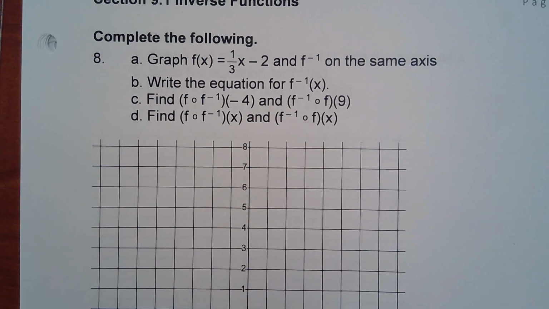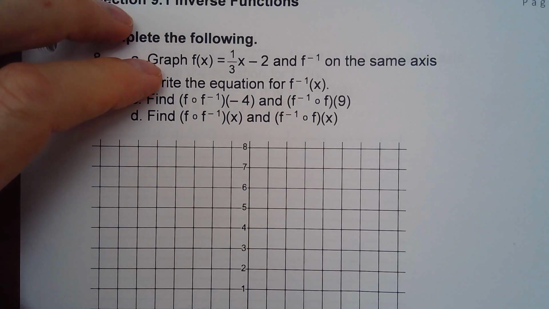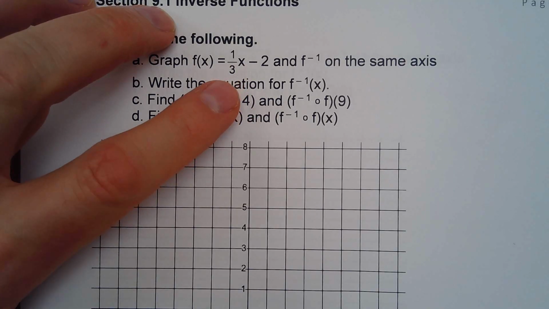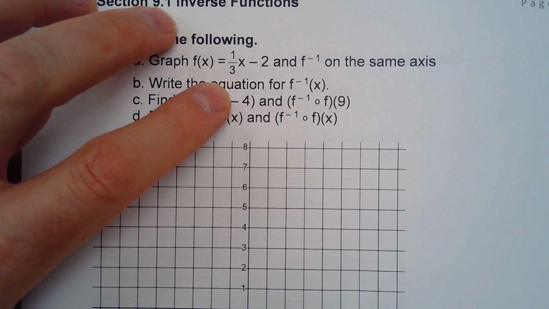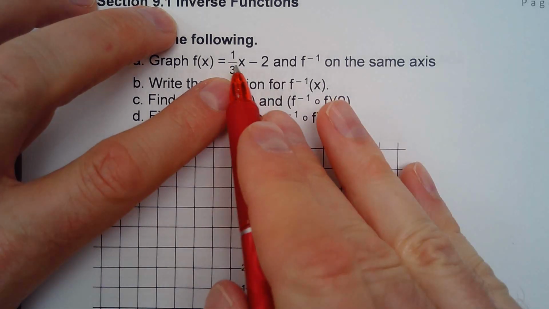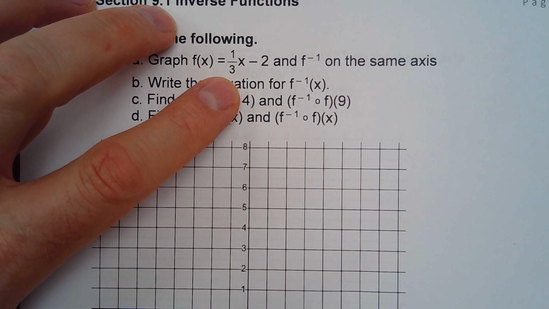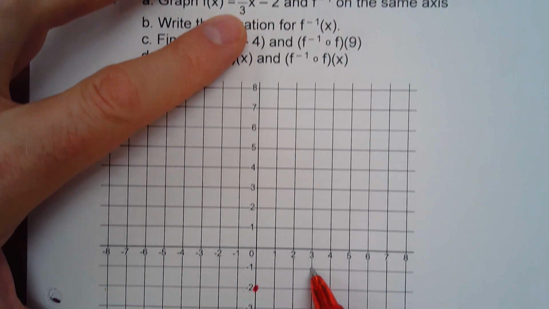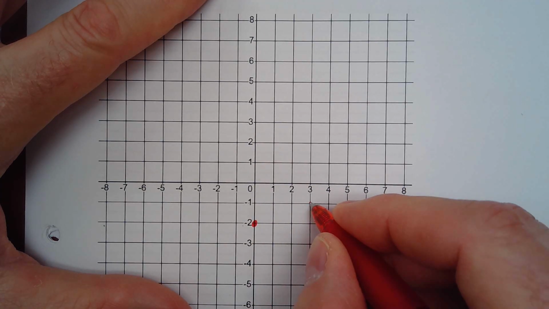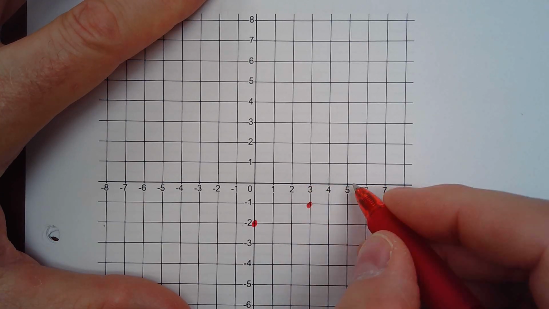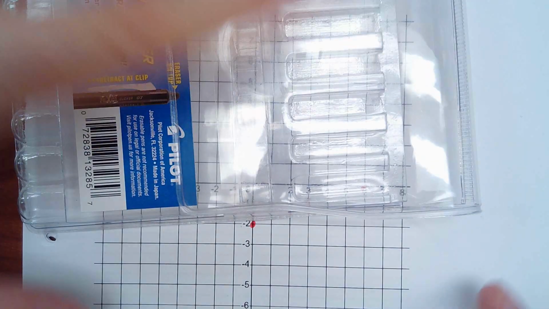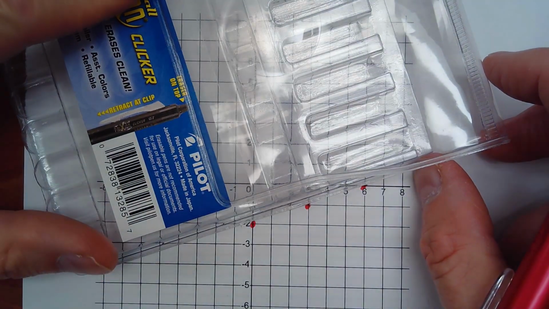Let's try number 8. It says graph f of x equals 1/3 x minus 2 and f inverse. Well, this one we know how to graph. This has a y-intercept of -2. My slope here is 1/3, so I'm going to go up 1 over 3. I'm going to plot that y-intercept -2. I'm going to go up 1 over 3, and let's just again go up 1 over 3. I didn't bring a ruler with me. Let me see if I can use this edge here to get us a line.